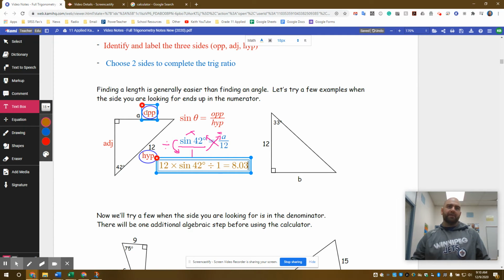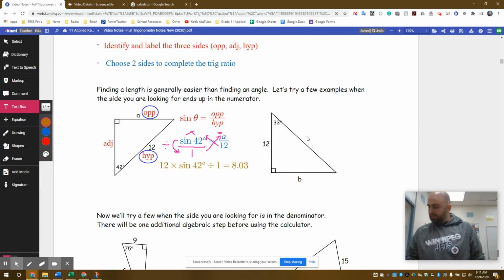That's the length of this side right here. Now that's all we're being asked for. We're not being asked to find the adjacent side. We're just being asked to find A. So this is all that we would have to do, given what we know.